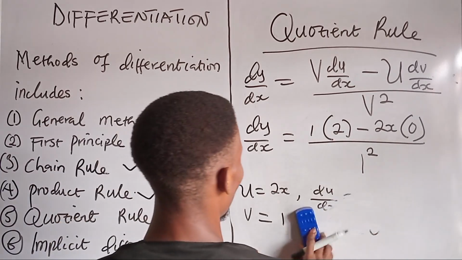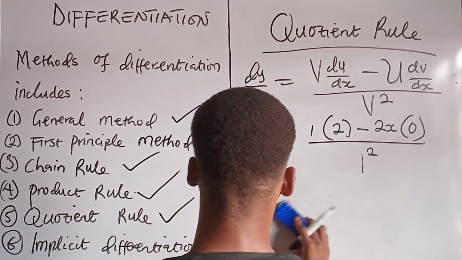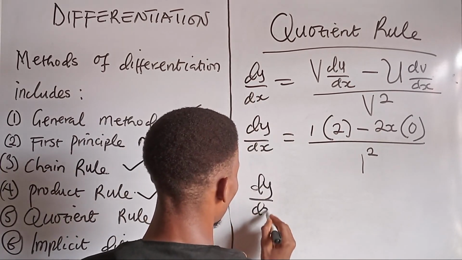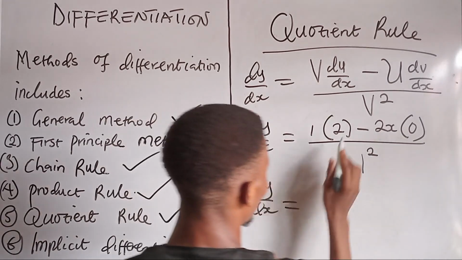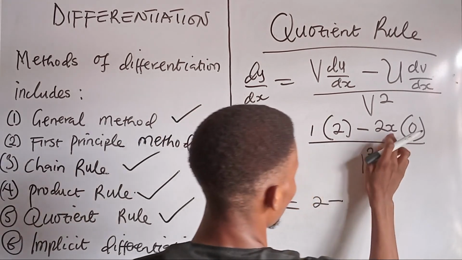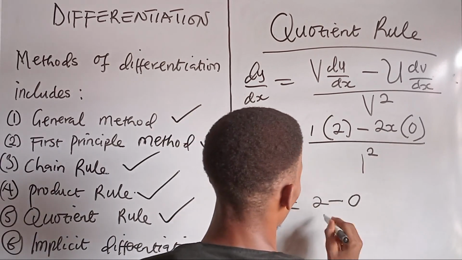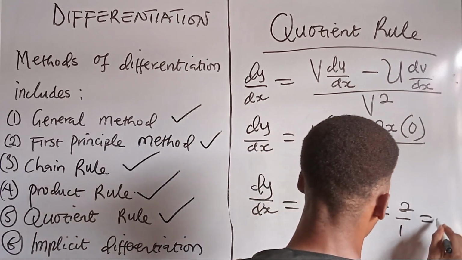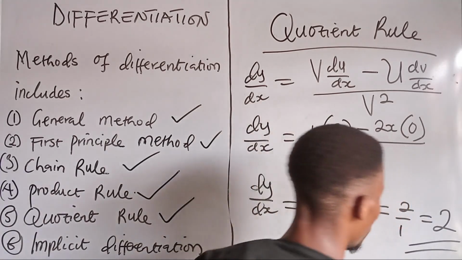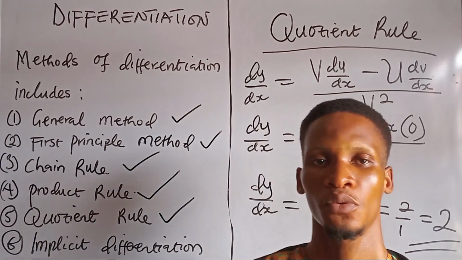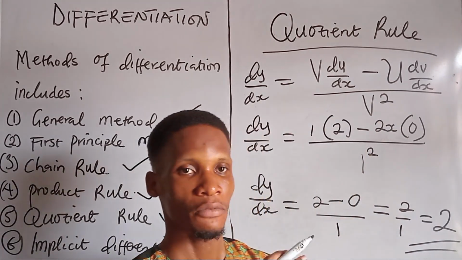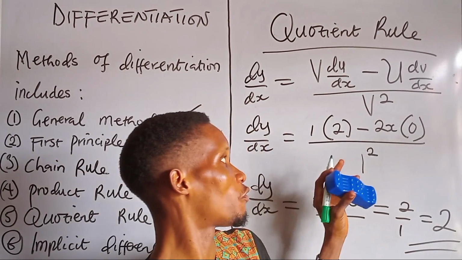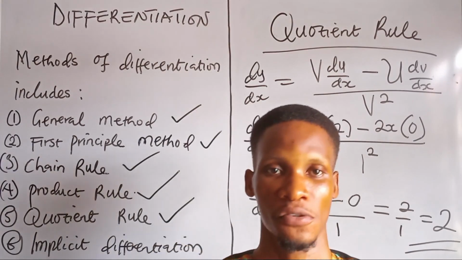And finally, we arrive at an answer, which is dy over dx equals 2 minus this multiplied by 0, which is the same as 0, divided by 1, giving us 2 over 1, which is 2. And this is the answer. So do well to apply the quotient rule to solve other functions that involve a division sign.